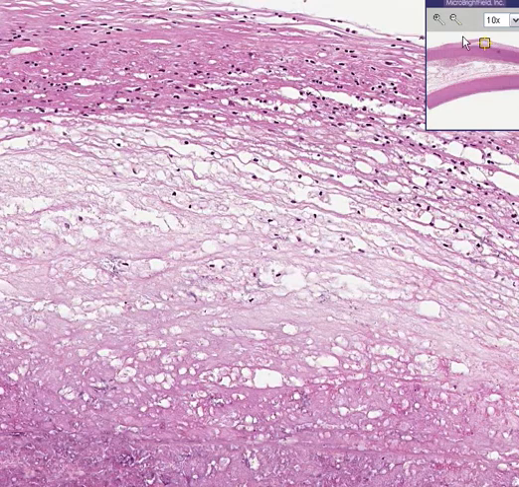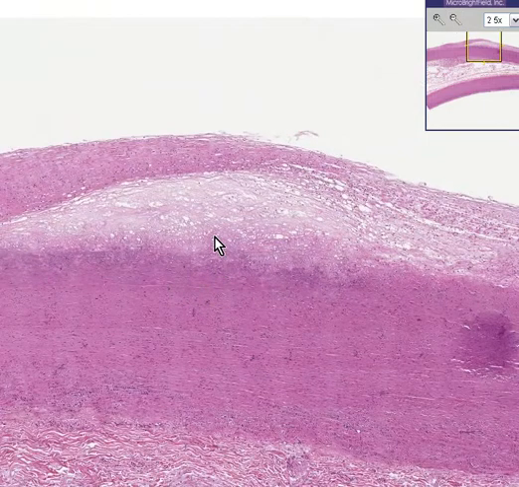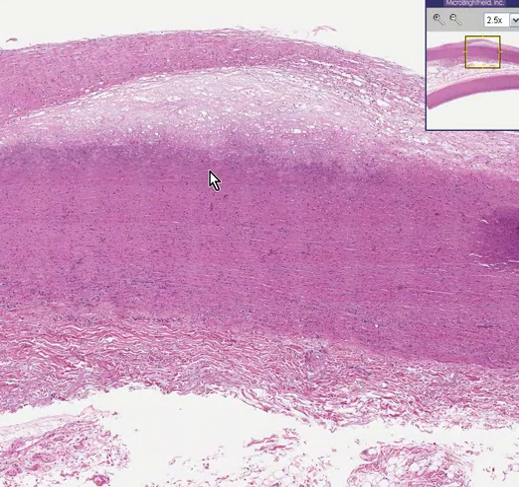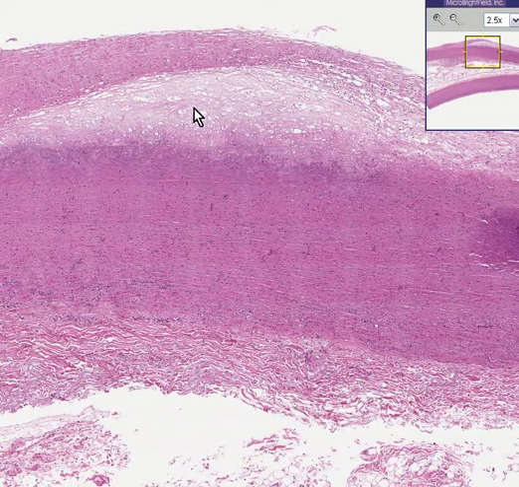Please note this is the most common on the luminal or endothelial part of the aorta, whereas the outer surface or adventitial surface is at least 2/3 of it or 3/4 is largely free of this foamy cholesterol material inside of macrophages. Thank you very much.